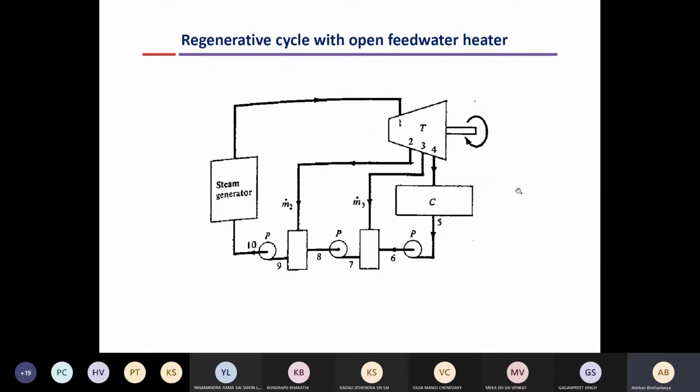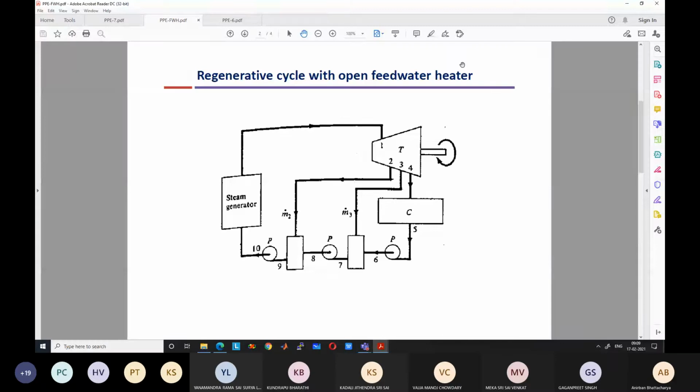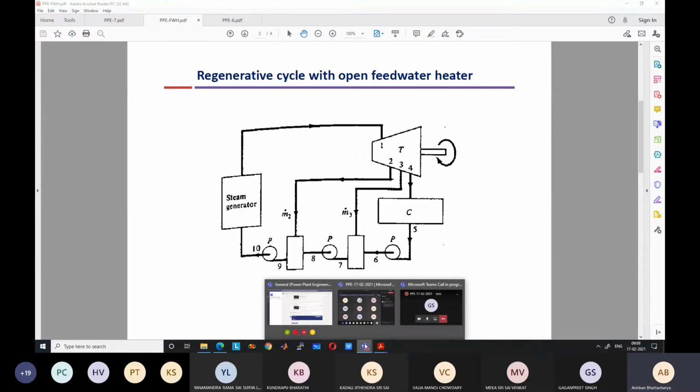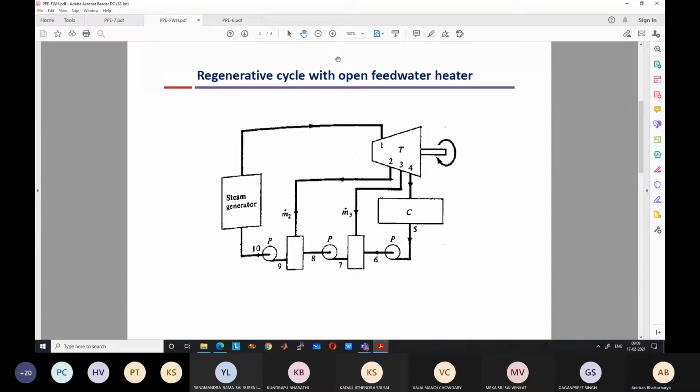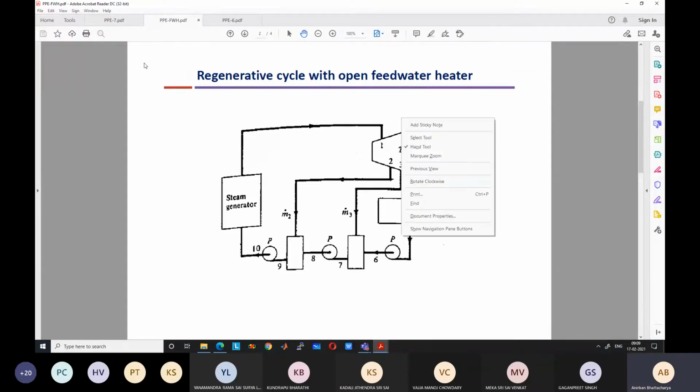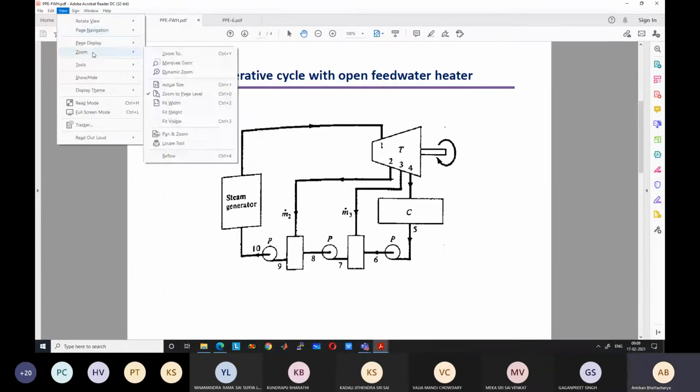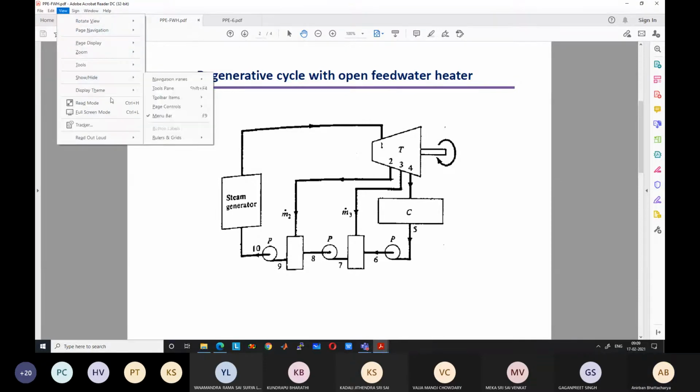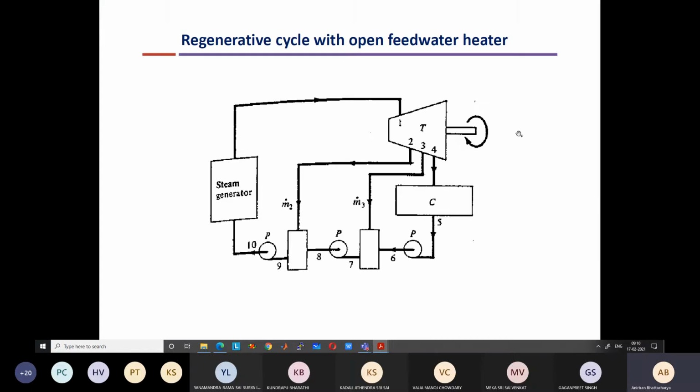Excuse me for a second. You can see the slides, right?